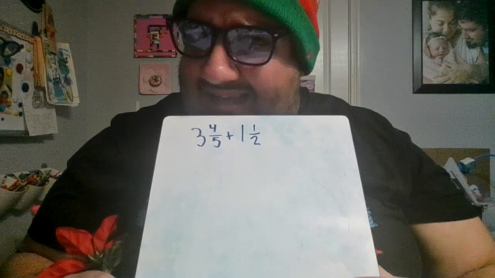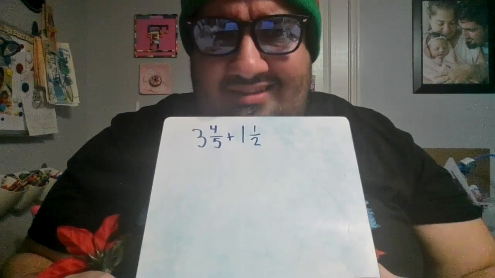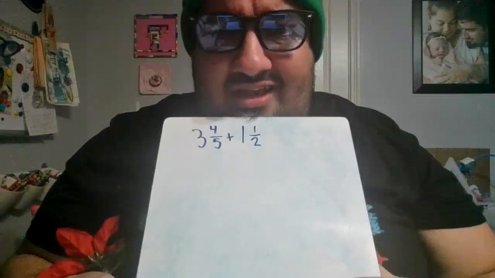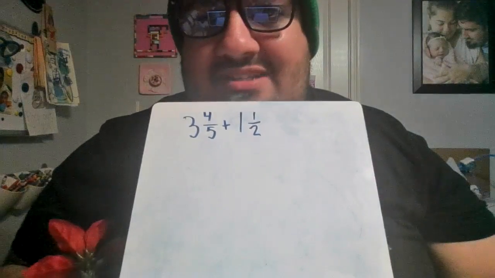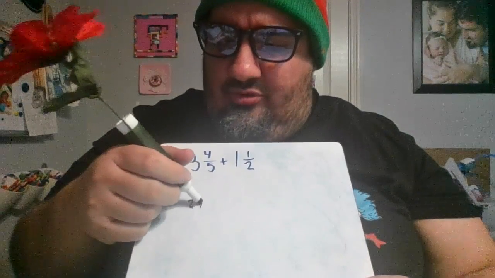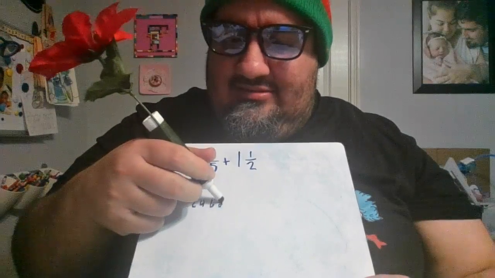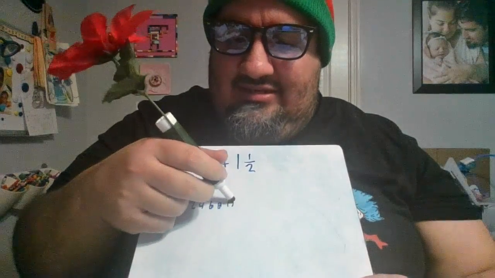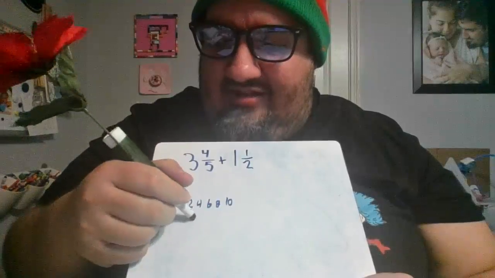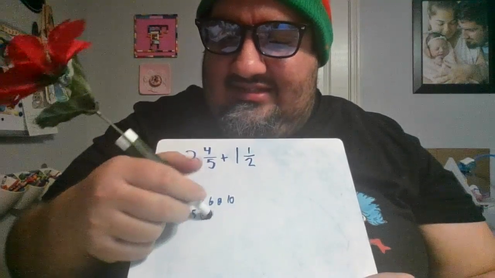Welcome back. We're back to adding with unlike denominators. So what is step 1? Determine if they have a common denominator. And they don't, because 5 and 2 are not the same. So we got to go 2, 4, 6, 8, 10. And I know 2 times 5 is 10, so I can stop there. And then I got 5, 10. I got 10 the same way.